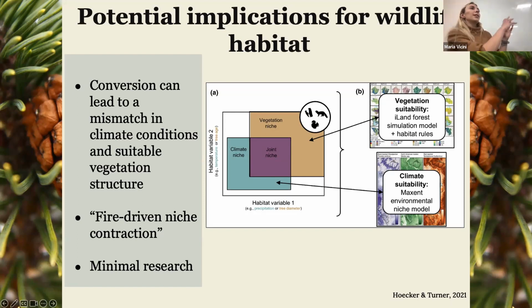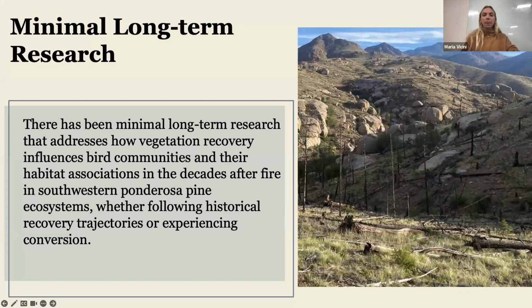So you'll see the climate niche represented by that blue box, and then the vegetation niche, and between those two is the joint niche, and as these become more and more misaligned, that joint niche can shrink. This is known as fire-driven niche contraction. So then, how does all of this influence birds in southwestern ponderosa pine ecosystems?